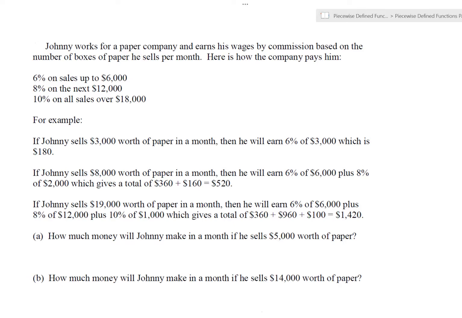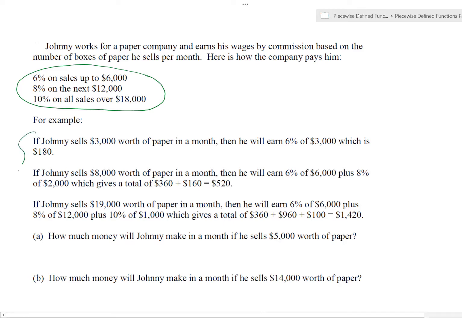And the company pays him based on this commission scale here. You see that the first $6,000 worth of paper he sells, he gets 6% on those sales. And then if he goes over $6,000, the next $12,000 after that, he's going to get 8% on each one of those amounts. And then 10% on all sales over the first $18,000. So he gets paid different rates of money on different portions of the amount of paper that he sells. Incentive: he sells more paper, he's going to get paid more. But only on certain amounts of that paper.